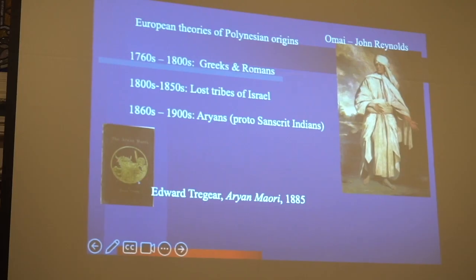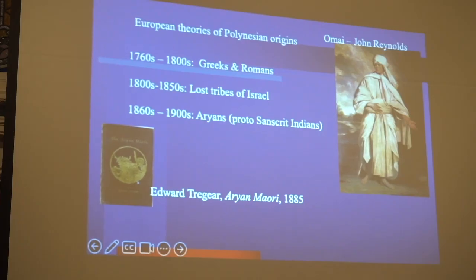After a while, though, it occurred to them that these people don't have columns or buildings that look like Parthenons and pyramids and things like that, and they don't actually have a language that bears even the slightest resemblance to Greek or Roman. So they gave up that idea, and then it became popular in the early 1800s to think that these people were just one of the lost tribes of Israel that had wandered across Asia and then out into the Pacific somehow.